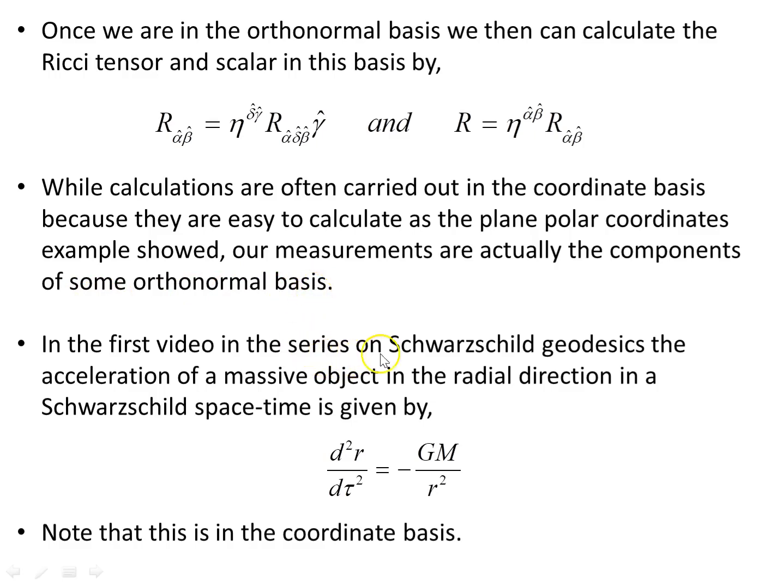Now, in the first video in the series on Schwarzschild geodesics, we're going to look at an example. The acceleration of a massive object in the radial direction in a Schwarzschild space-time, we found it to be this object here. So the acceleration in the radial direction towards the Schwarzschild mass was here. Note that this is in the coordinate basis.